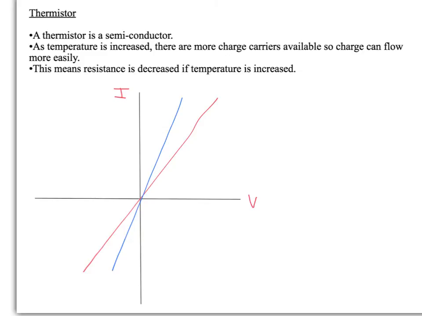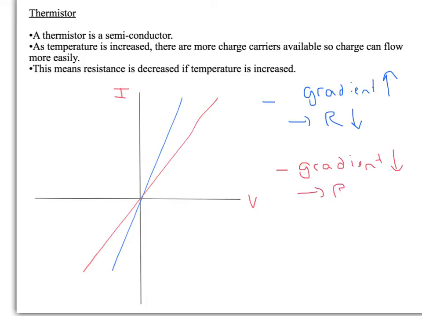So if we look at the blue line, the gradient is clearly a bigger number, so it's an increased number compared to the red one, which means that your resistance must be lower. And if we look at the red line, the gradient is a smaller number, which means your resistance must be higher, because 1 over a smaller number gives you a bigger number. So if the resistance is higher for the red one, this must be cooler, and then this blue one must be hotter.